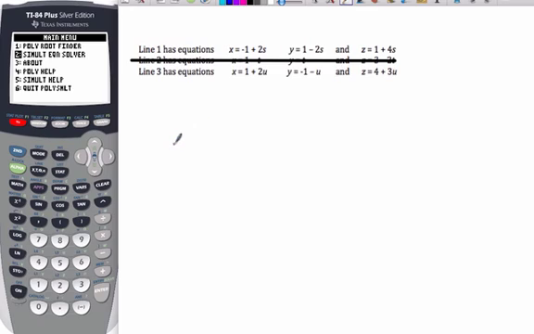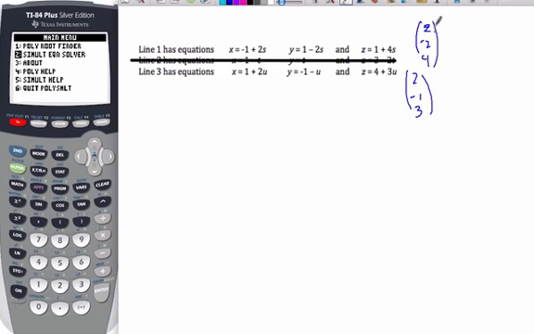Okay, another scenario with vector equations of lines. We're going to look at line 1 and 2, and we want to see if they are parallel, same line, skew, or intersecting. To do so, I'm going to look at first the direction vectors. Here's 2, -2, 4 for line 1, and then for the other line, I have 2, -1, 3.